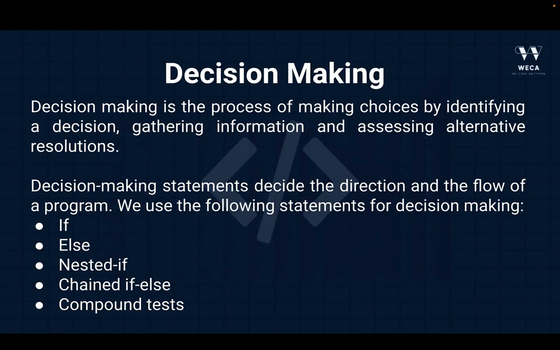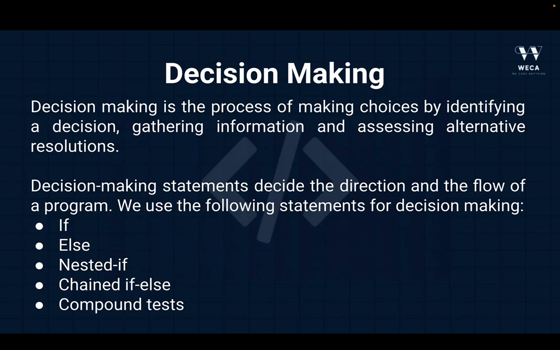All right. The next we're going to look at is decision making. Decision making is a process of making choices by identifying a decision, gathering information, and assessing alternative solutions. So, it is a simple vocabulary definition of decision making. You're just trying to make a decision given the choices presented to you.